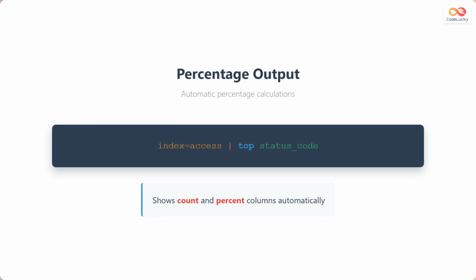One of the most valuable features of the top command is its automatic percentage calculations. When you run index=access | top status_code, the results will include both count and percent columns without any additional configuration. The count column shows how many times each value appears, while the percent column shows what percentage of the total each value represents. This dual perspective helps you understand both absolute frequency and relative distribution of your data.